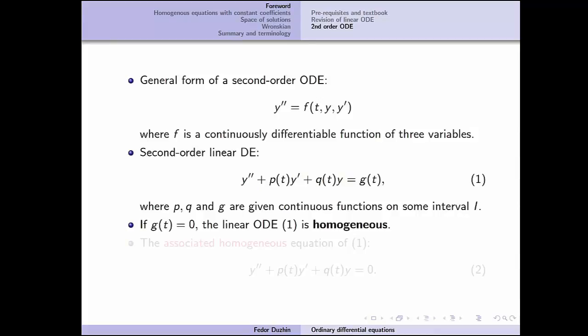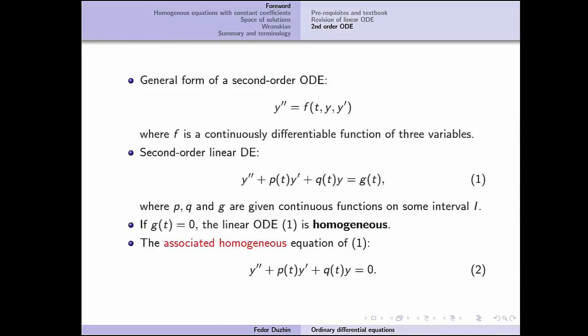Right, so if the right-hand side is 0, then the linear differential equation is called homogeneous. And if your equation is not homogeneous, then you can just construct a very similar equation.